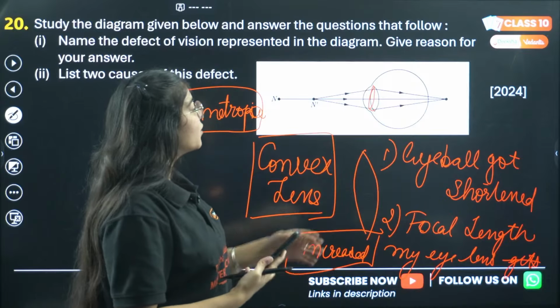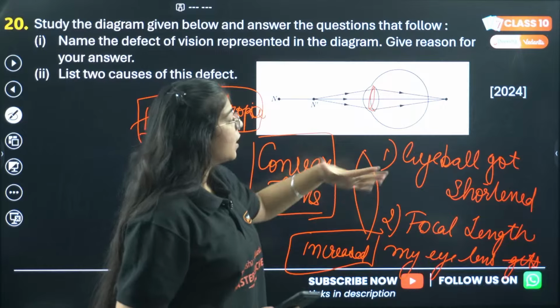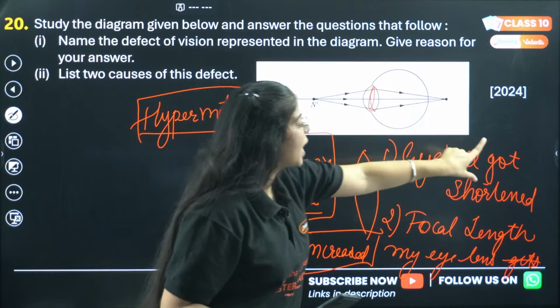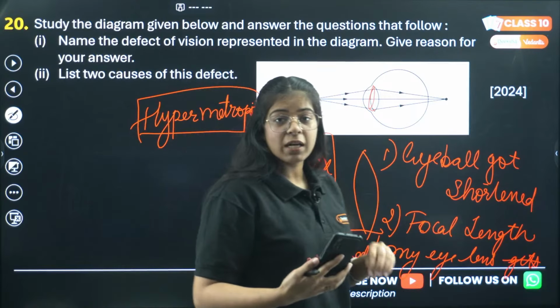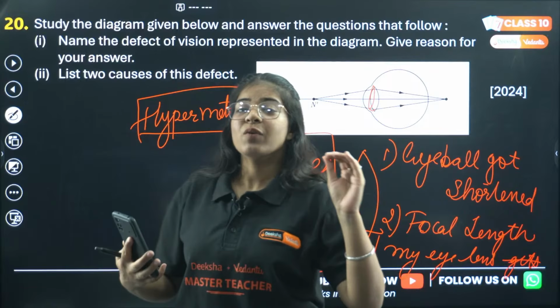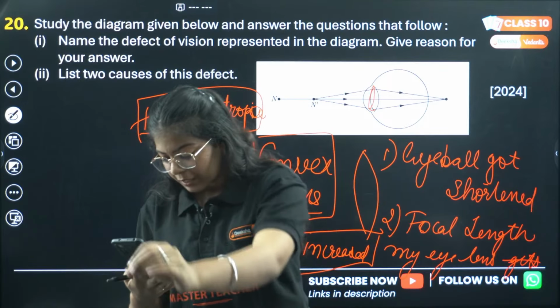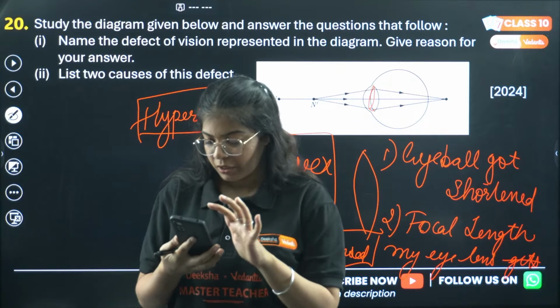In hypermetropia, the image is being made behind the retina. Why? Either of these two reasons: either my eyeball gets shortened or my focal length increases. If the focal length of my lens increases, the image will not get focused on the retina but behind the retina.